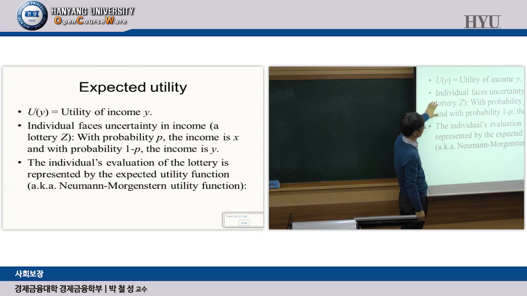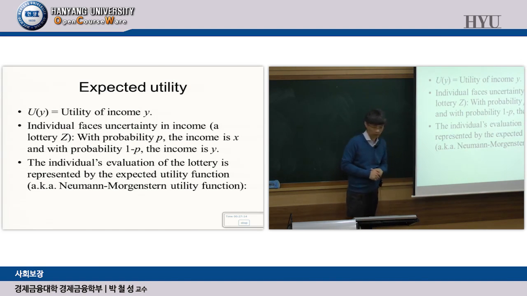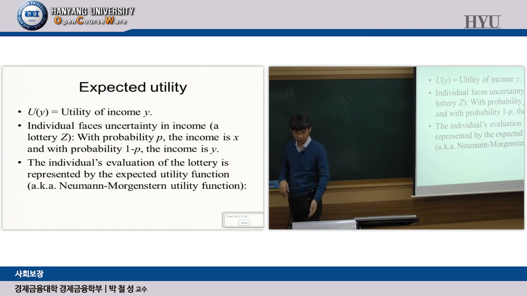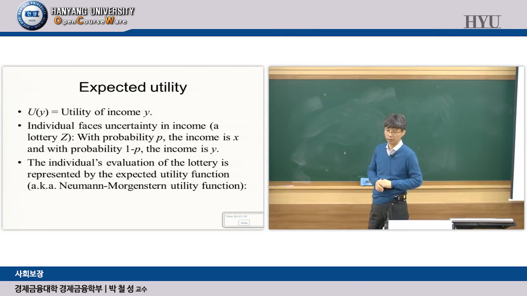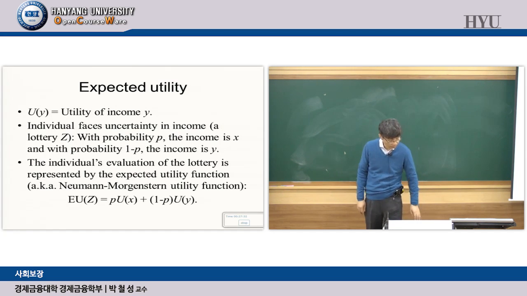Now, we need a theory to get the utility of this lottery. The theory we use is the expected utility function theory. This is also called the Von Neumann-Morgenstern utility function because they are the first people who suggested this theory. This is a standard theory of uncertainty in economics. It's a pretty simple idea.